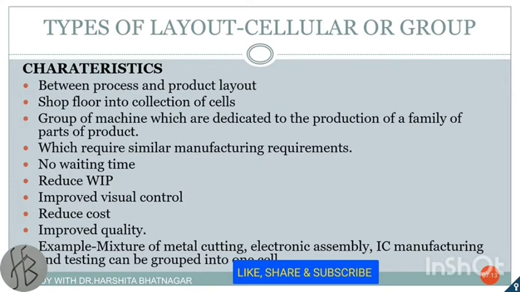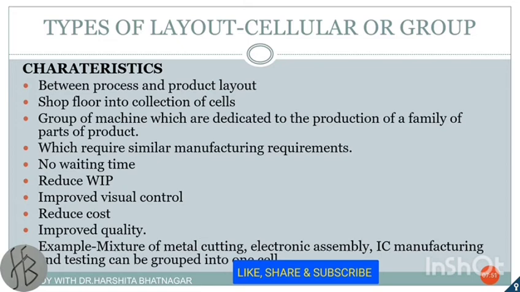Next type of layout is cellular or group layout. It is very important. It is between the process and the product layout. Neither is it purely process nor purely product layout. It is not the combination, but it is between the process and the product layout. The shop floor is the collection of cells, a group of machines which are dedicated to the production of a family of parts of the product. It requires similar manufacturing requirements.